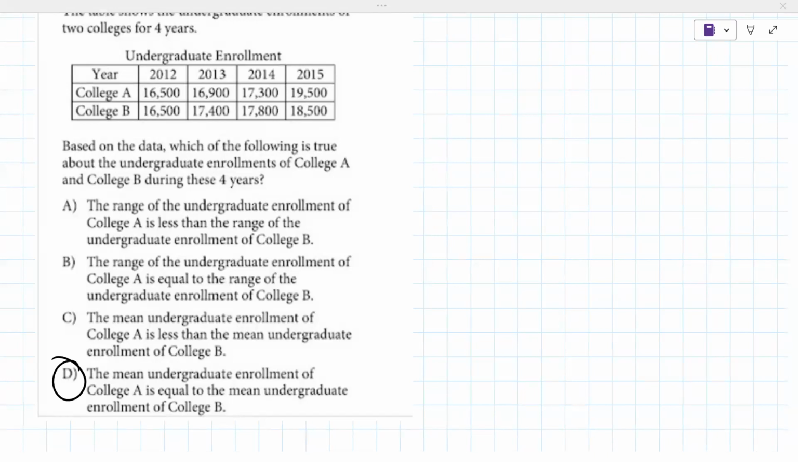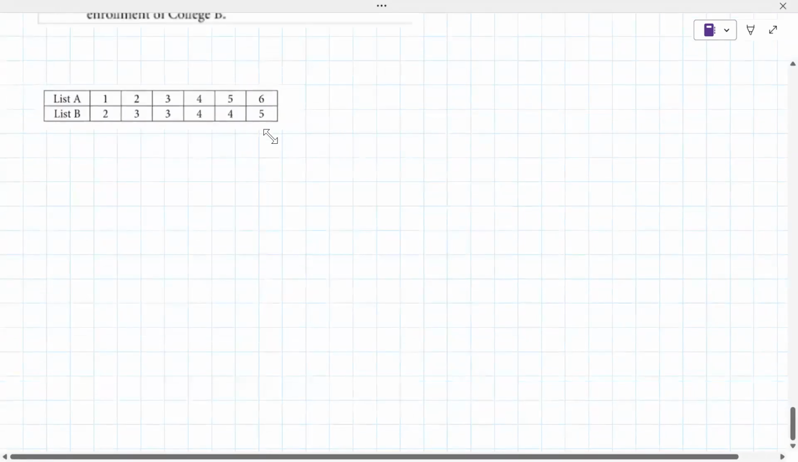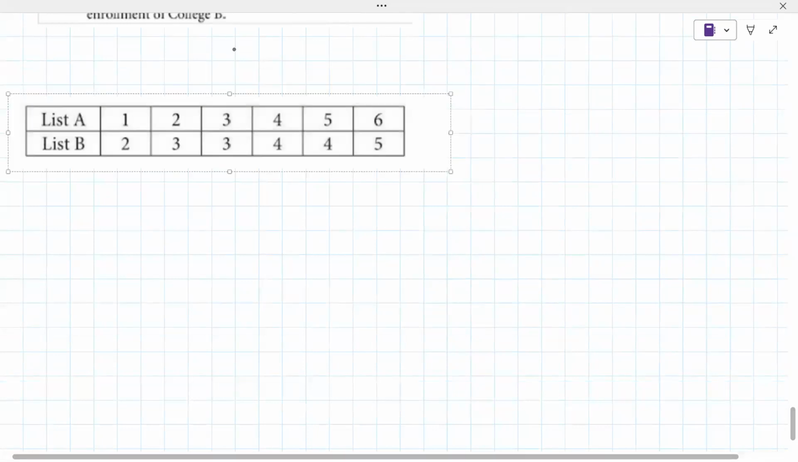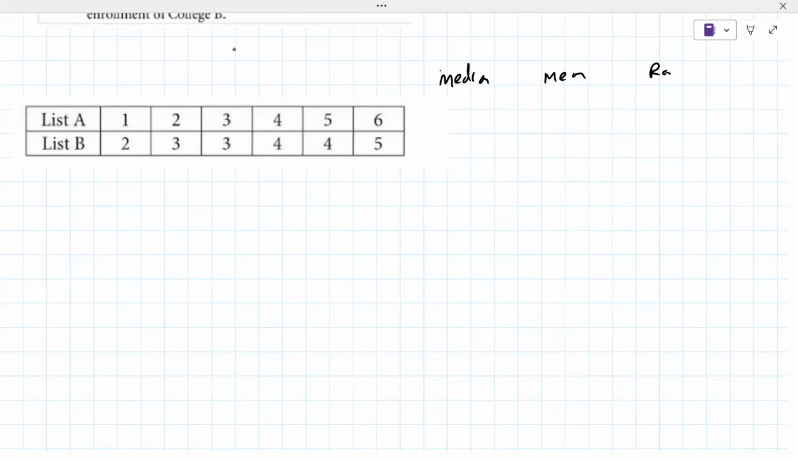All right. So I would like you to do the same thing for this next data set. I want you to calculate those three things, and you don't have to actually calculate them. All I care about is which is larger, because that's typically what they want here: for you to decide which is larger. Median, mean, and range.